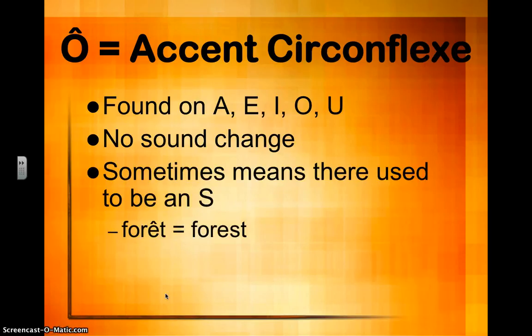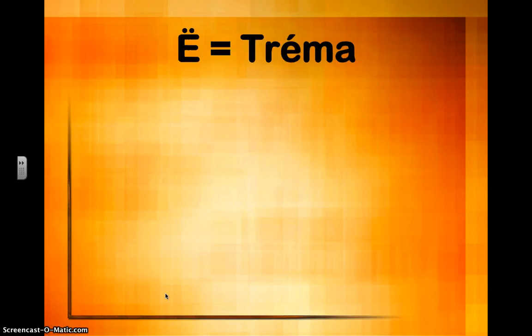Sometimes it means that there used to be an S. So when you see a letter with an accent circonflexe, throw an S after it and it'll help you figure out what the word means. For example, forêt means forest. So that's our circonflexe. Alright, the next accent is accent tréma.